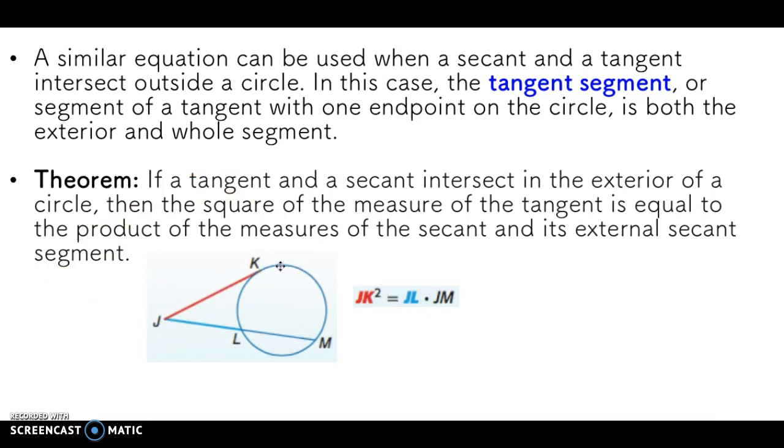So here's the theorem. If a tangent and a secant intersect in the exterior of a circle, then the square of the measure of the tangent is equal to the product of the measures of the secant and its external secant segment. So basically all you do is you square the tangent segment. So here, JK, you square that. That's going to be equal to JL times the entire segment JM. All right, very similar to the theorem we just discussed. This part right here is the external measure times the entire secant, but you're going to set that equal to the tangent squared.